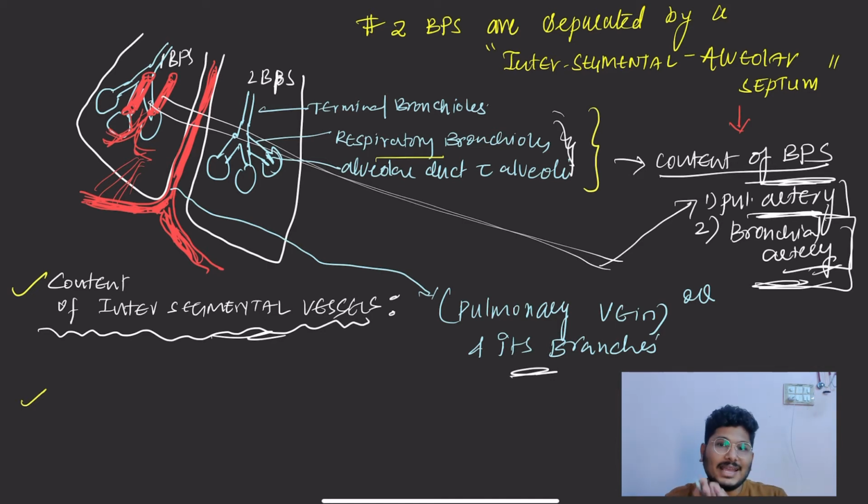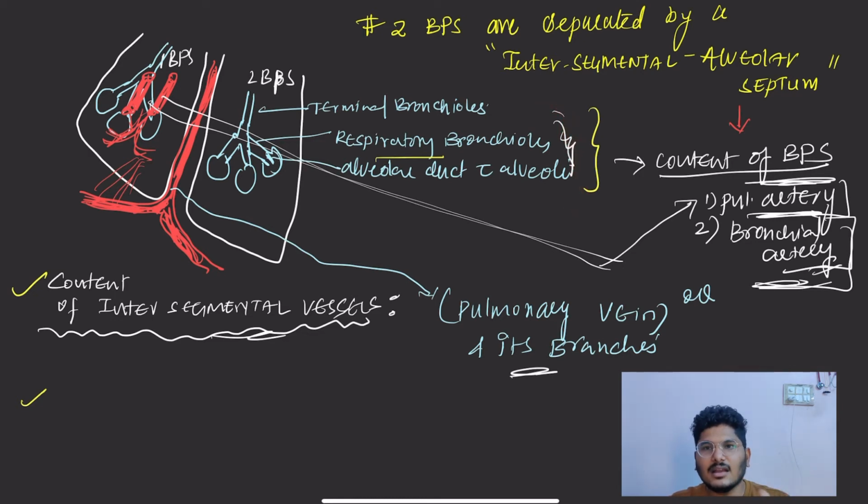Each segment is supplied by the segmental bronchi or the tertiary bronchi, from where the exchange part starts. There's a transition zone called the terminal bronchioles. After the terminal bronchioles, it enters into respiratory bronchioles and then into the alveolar duct and alveoli. So these are the contents: terminal bronchioles, which continue as respiratory bronchioles, and then the alveolar duct and alveoli are the contents of a bronchopulmonary segment.